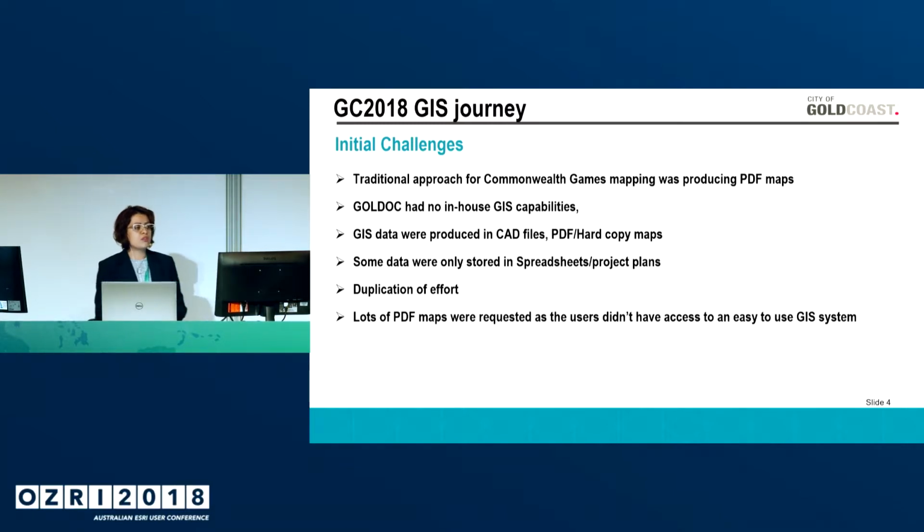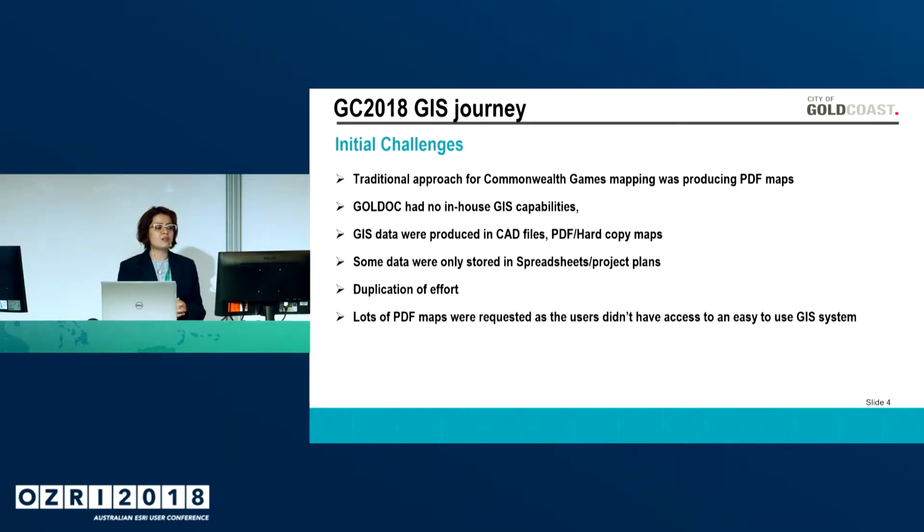So back in 2014, the pre-planning and exploration for how we could better manage the games kicked off. However, even from the early stages, we faced some challenges in managing GIS requirements. The traditional approach for Commonwealth Games mapping was basically producing hard copy or PDF maps. For example, this was what was done in Edinburgh, the previous games, where they had a centralized GIS section responsible for producing PDF maps.